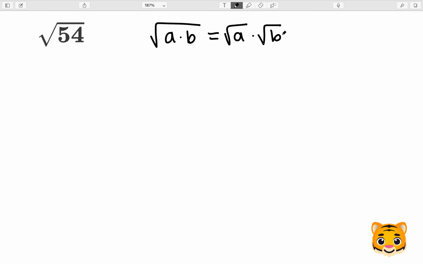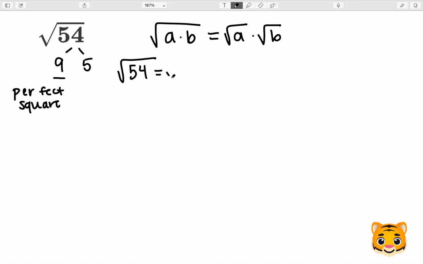If we apply this to 54, we first need to factor 54. In order to factor 54, we can use the values 9 and 6. I chose 9 and 6 because 9 is a perfect square. This perfect square will help us to simplify in the future. Now we can rewrite the square root of 54 as the square root of 9 times 6.